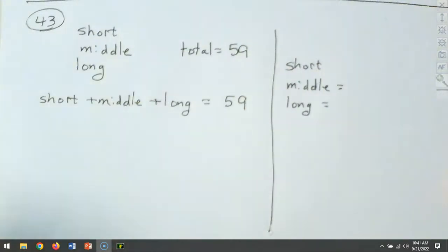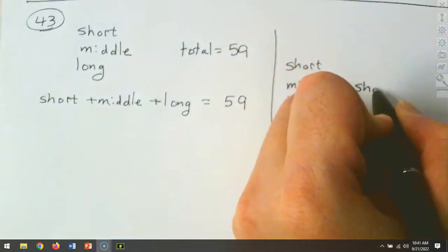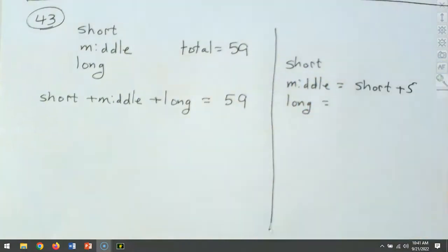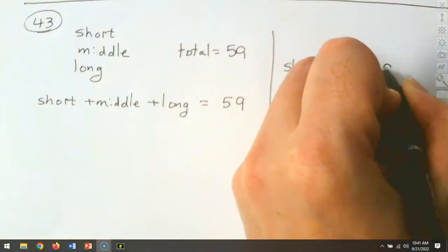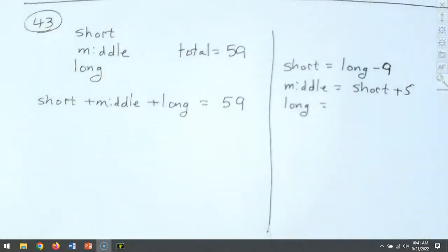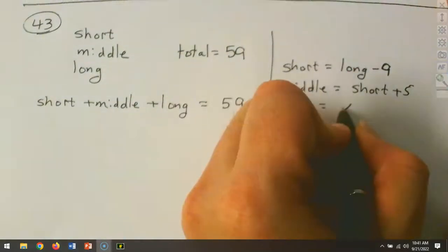So the middle is 5 inches longer than the short side. So that's going to be the short plus 5 for the middle, right? Okay, 5 more. That makes sense there. And the shortest piece is 9 inches shorter than the longest piece. So that means the short side is going to be the long piece minus 9. And which one do we know absolutely nothing about? Long piece, so that's going to be x.